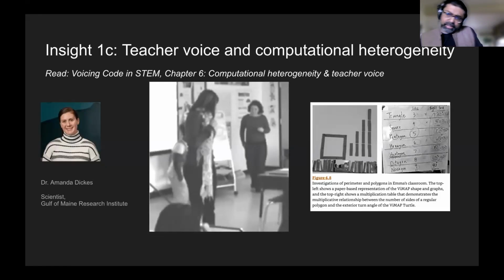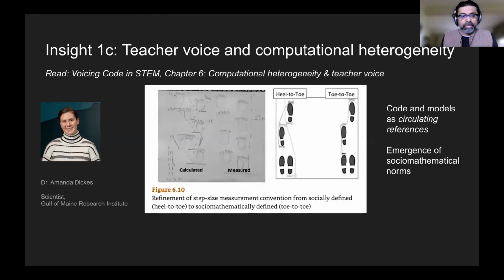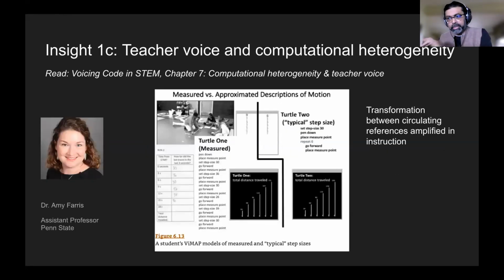Then the other work I wanted to highlight here is perhaps the longest study I have done, and perhaps one of the longest studies in the literature, over 2 years. And this is again work with Dr. Amanda Dickus, who's now a scientist at the Gulf of Maine Research Institute in the US, and Amy Ferris also. So Amanda worked with the teacher and her classroom in third grade. Amy worked with the same teacher and almost the same class in fourth grade.